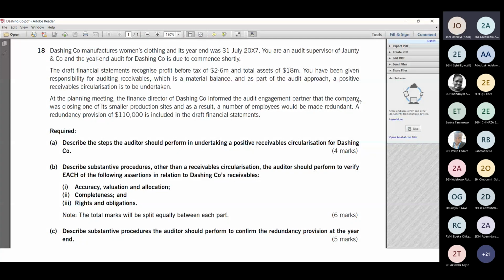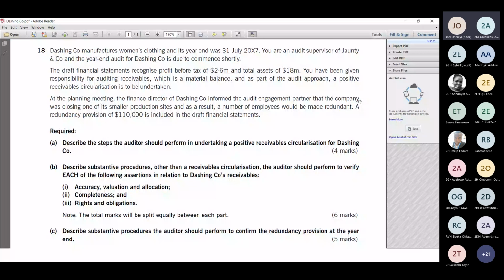So let's have a go at this. One thing I want you to see here is that you're going to be looking at procedures that help you target these assertions. And the way the marking guide is, you're going to get 2 marks here, 2 marks here, 2 marks here, and in total that's 6 marks. So you have to make sure that your procedures are targeted at these assertions. Otherwise, you're not going to get the marks.